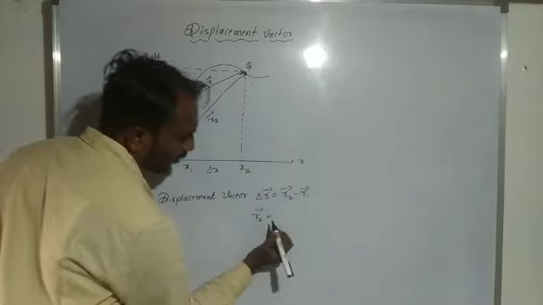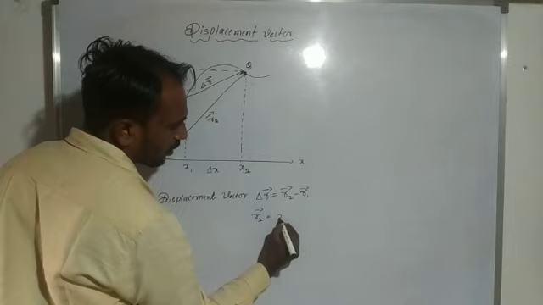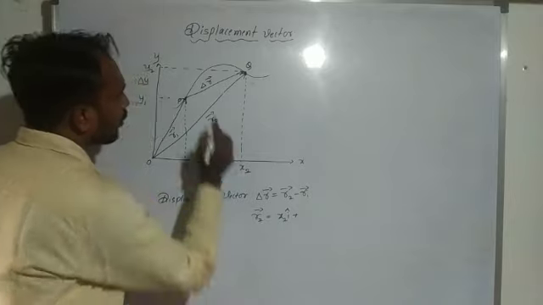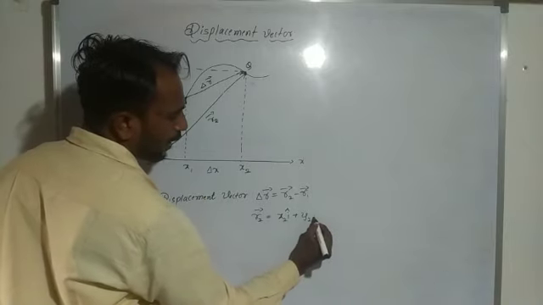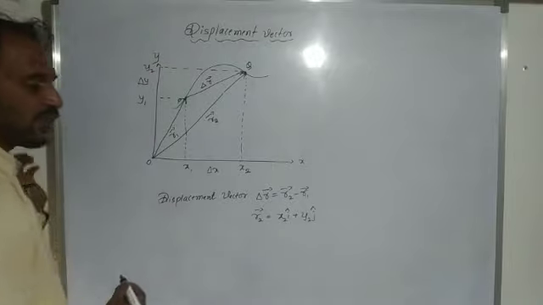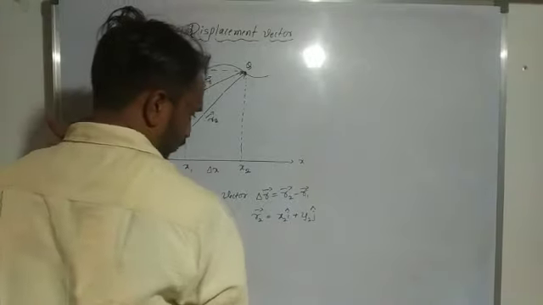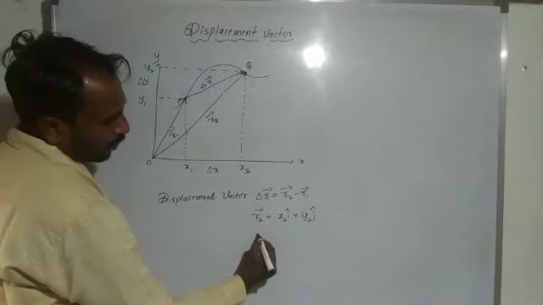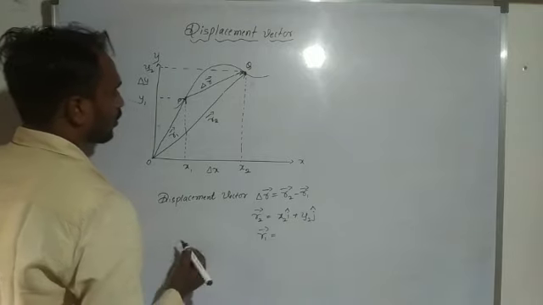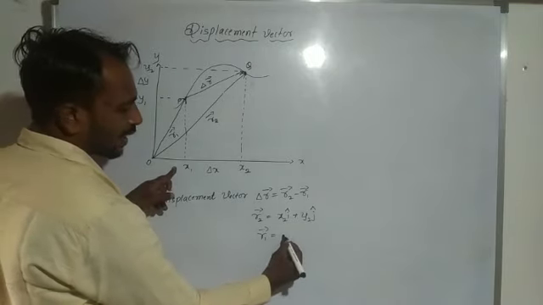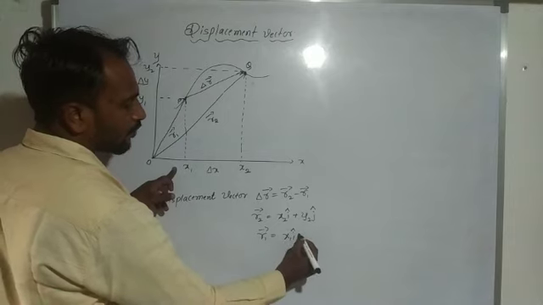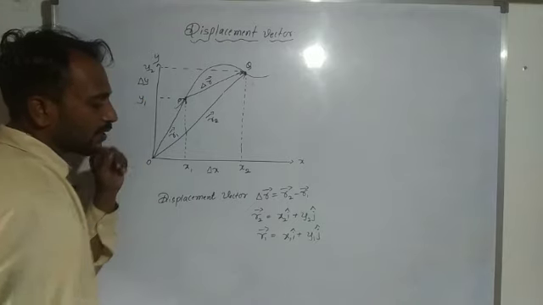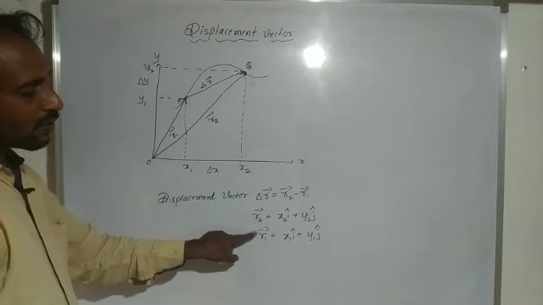Here the position vector r2, the final position of the particle, has value x2 i cap along the x-axis plus y2 j cap along the y-axis. So this is the position vector r2. Another one is the position vector r1, which is x1 i cap plus y1 j cap. These two are the position vectors.